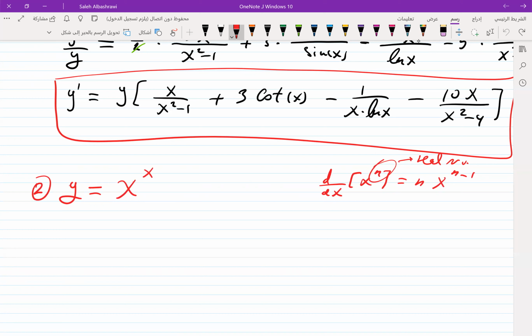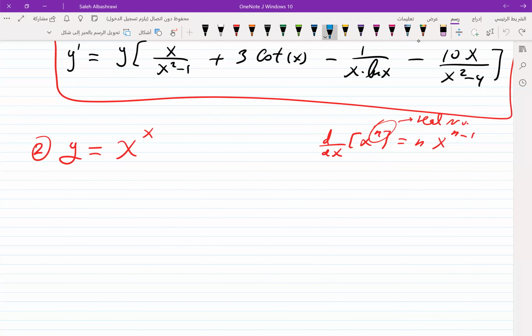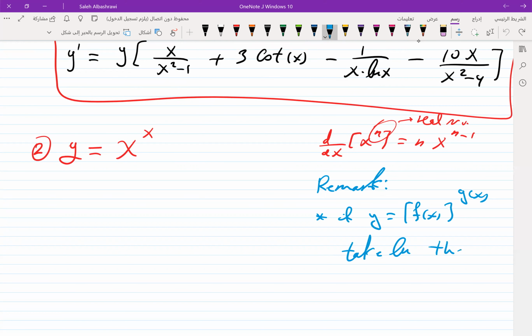I can't say the derivative is x multiplied by x to the power x minus 1, because at the end I will have x to the power x. So it is like we did nothing. Some remark for this type of function. Each time if y equal to f of x to the power g of x, which means if I have a function to the power another function, take ln, then differentiate.